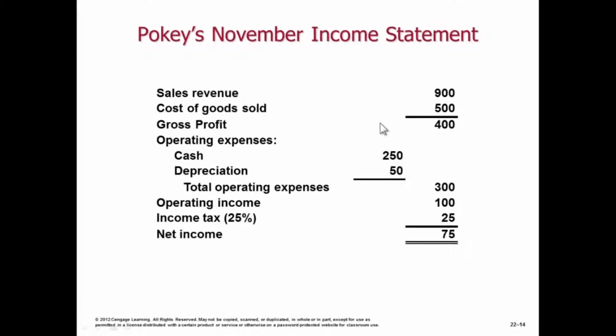Now let's look at Pokey's income statement. This was in November. Now we're going to learn a little bit later that an income statement covers a period of time, a balance sheet covers an instant in time. So we'll talk more about that. Had sales revenue of 900, cost of goods sold of 500, a gross profit of 400, and here's their operating expenses. So the total operating expenses were 300. Their operating income was 100. Remember we talked about that? Income tax of 25. Net income of 75. So that's kind of what happened at Pokey.